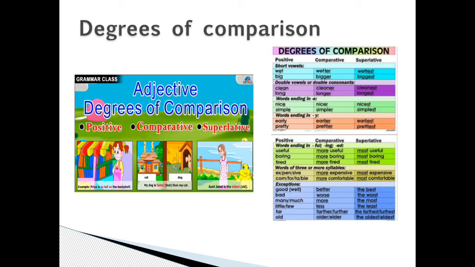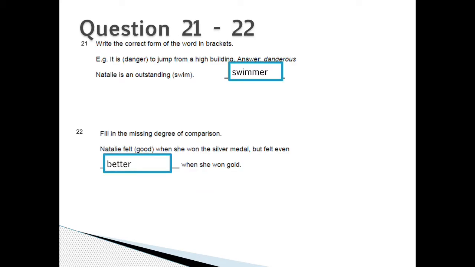Words of three or more syllables. Good, better, the best; bad, worse, the worst; many, much, more, the most; little, few, less, the least; far, further, the furthest; old, older, oldest. The correct form is: Natalie is an outstanding swimmer. And Natalie felt good when she won silver, but felt even better when she won gold.